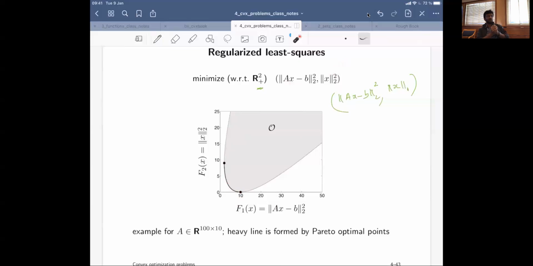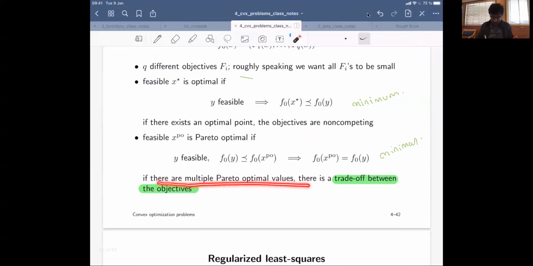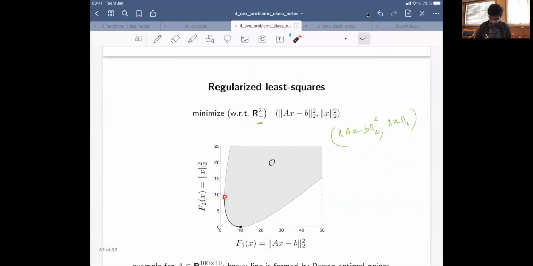It depends on your requirement, or the nature of your problem, or what you want to do. That's why we are saying that if there are multiple Pareto optimal values, there is a trade-off between the objectives. So you have to choose. Sometimes, for example in this problem, you want to give more importance to sparsity, then you should move towards this part. Means you should give more importance to minimizing this part. So then you will pick a point where this is minimum. That means you will pick this point. But if you just want to discard this and pick the minimum value of this, then you will move in this direction.